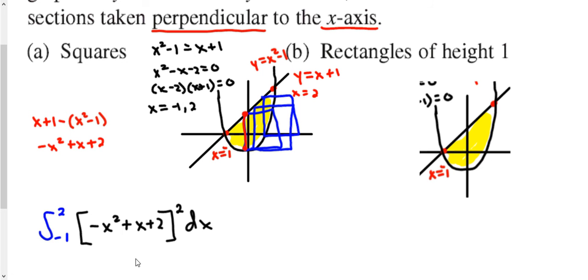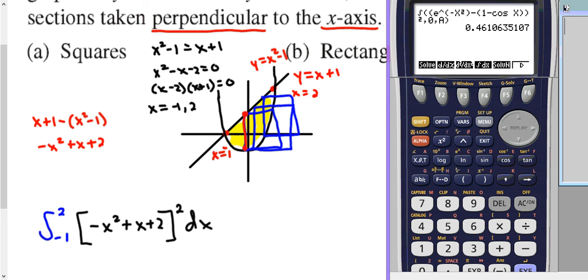Now, I could square this out, right? Integrating stuff, there's just a lot of tedious work. Save ourselves some time here. The new skill we're working on here is setting these things up. I'll just integrate it in the calculator. So we've got negative x squared plus x plus 2. That's the side of a square, so I square it to get the area of the square. Then I integrate it from negative 1 to 2.